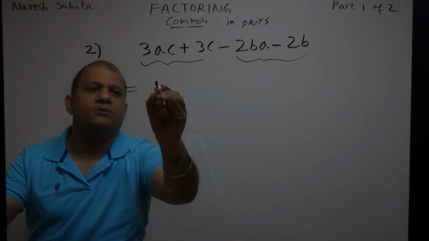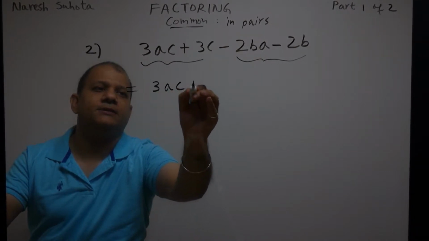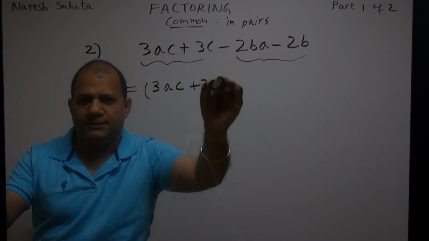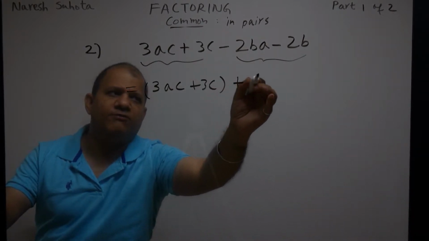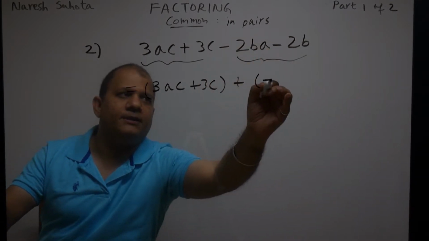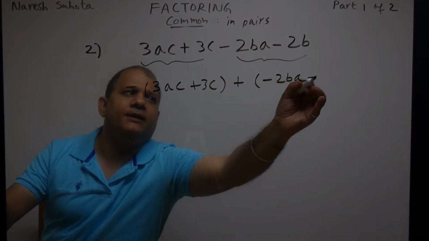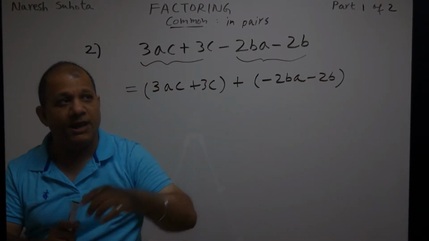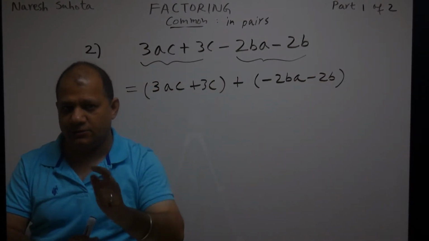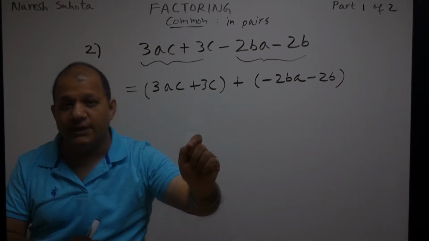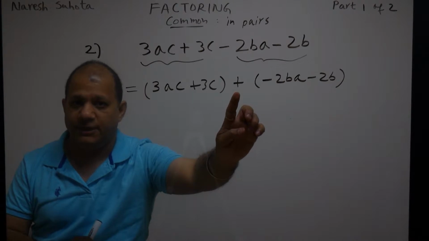So let's put them in brackets. So 3ac plus 3c. Now I've got a minus here, and I always prefer to have a plus in here. So plus, and now I'm going to copy negative 2ba, negative 2b. Be extra careful when you have a minus here. It can get tricky with the minus. The way to avoid any errors is to have a plus in between.